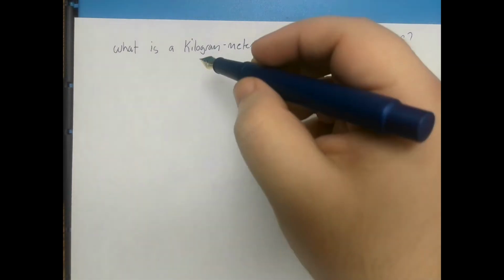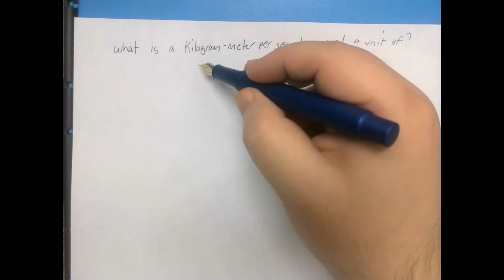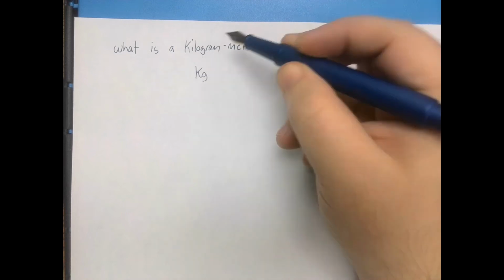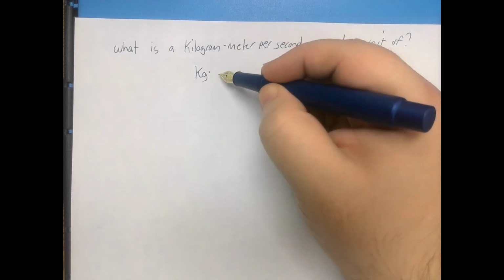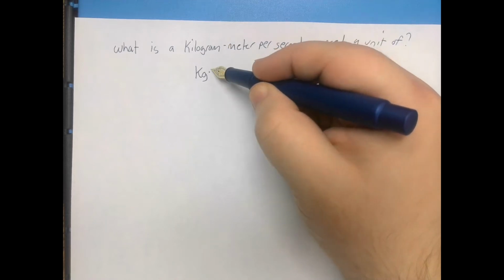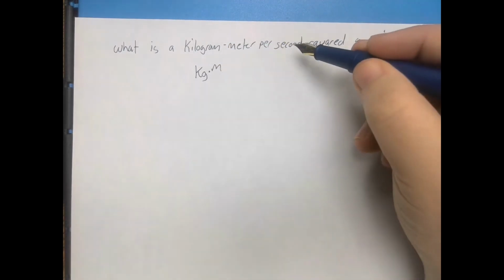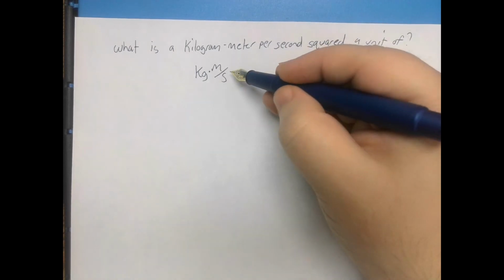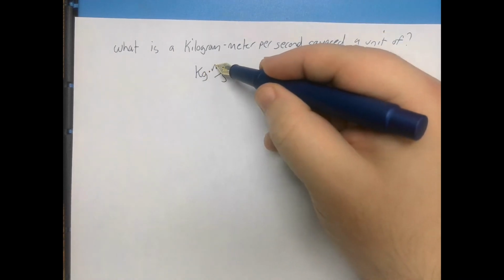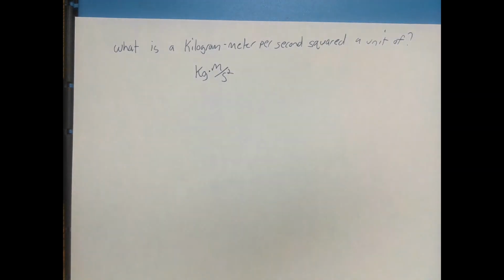What's the symbol, or what's the abbreviation for kilogram? kg. Okay, there's a hyphen that just means multiplication. What's the symbol for meter? What's the symbol, abbreviation for second? And when you square it, you put a little 2 by it. Kilogram meter per second squared. What is that a unit of?